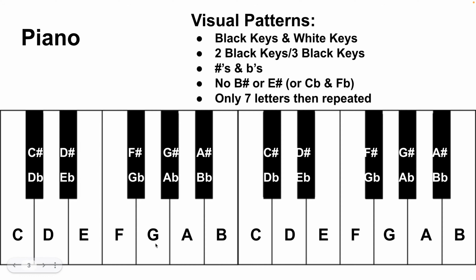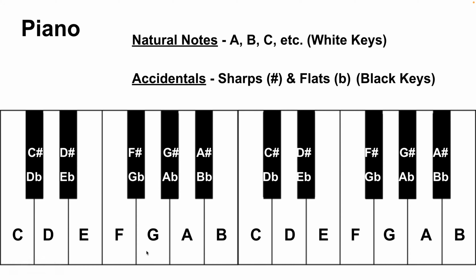There are letters and they repeat, and there's only 7 of them. A, B, C, D, E, F, G, then it starts over at A again. So again, the white keys are the naturals, your A, B, C, D, E's. Your accidentals are the sharps or flats.